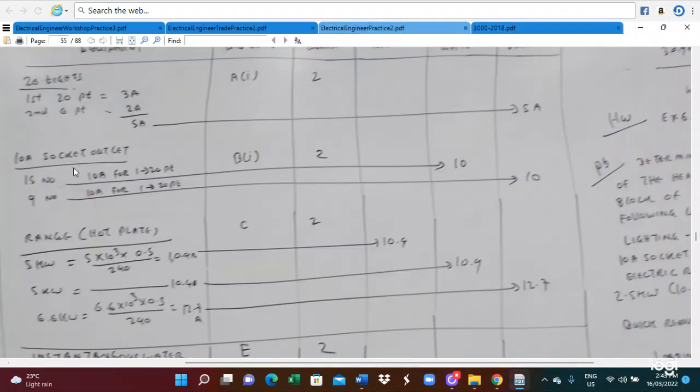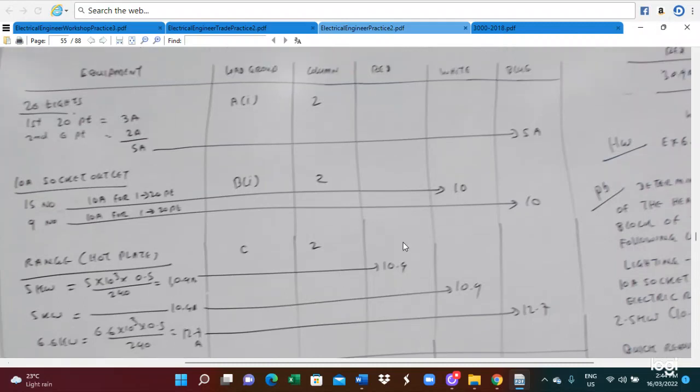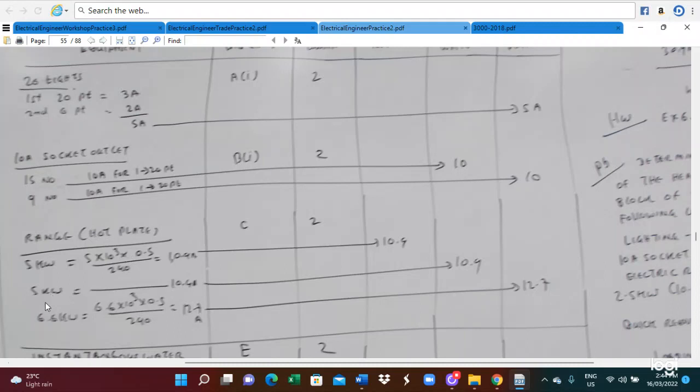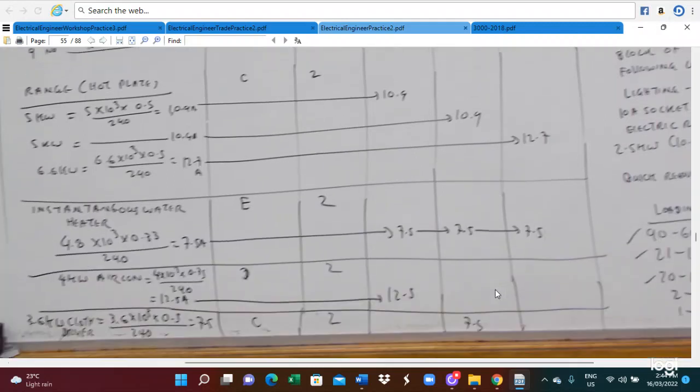For the 5 kilowatt range, we multiply 5 by 10 power 3, divided by 240, so you get the ampere, multiplied by 0.5. So 10.4 ampere, which is located in the red phase. Similarly, for the other 5 kilowatt, 5 multiplied by 10 power 3, multiplied by 0.5, divided by 240, you get 10.4 ampere. For 6.6 kilowatt, 6.6 multiplied by 10 power 3, multiplied by 0.5, divided by 240, so 12.7 ampere. This is for the electric range we calculated.